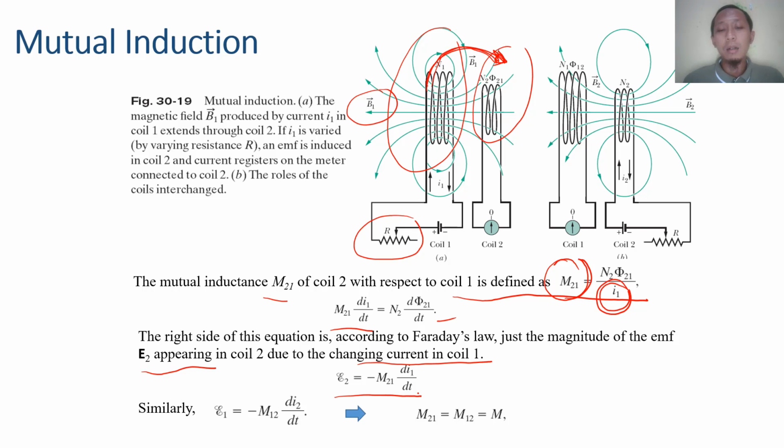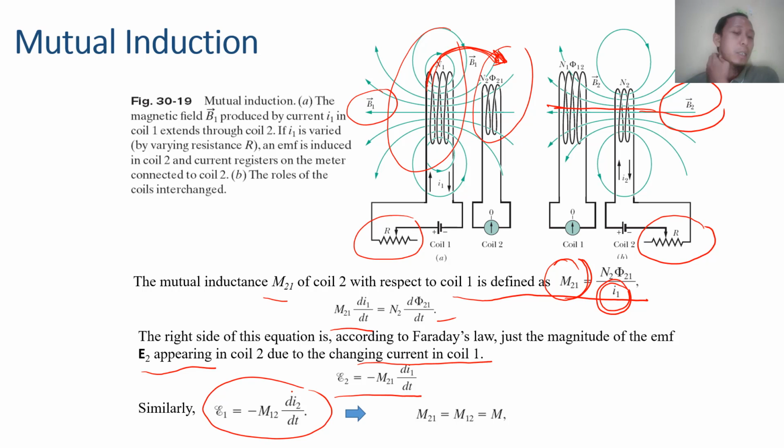It is also similar if we do it the other way: we change the current in inductor 2, and then it will create a magnetic flux B2 like this. It will induce to B1, so we can calculate M12, and M12 is equal to M21. Then we can measure E1 is equal to minus M12 dI2 per dt. So M21 is equal to M12 is equal to M. So this is the mutual inductance.